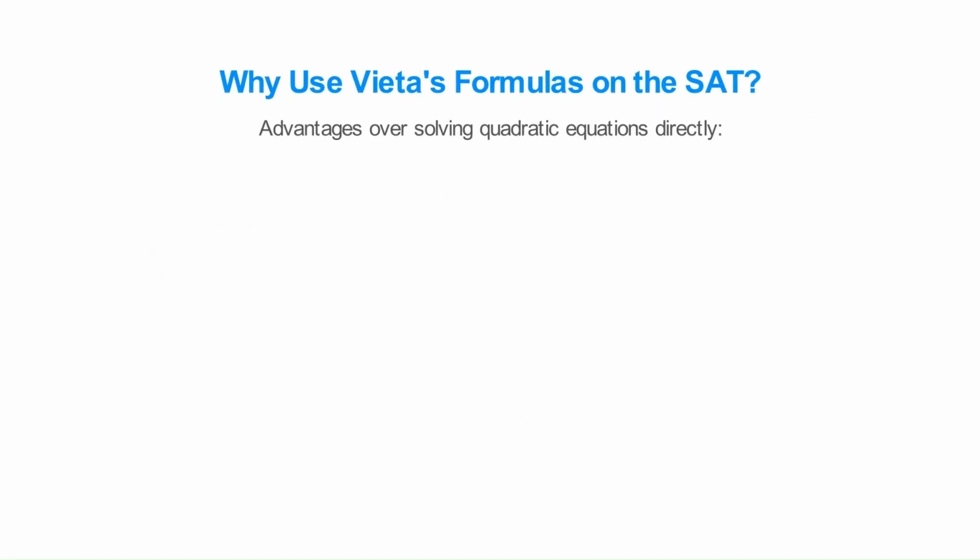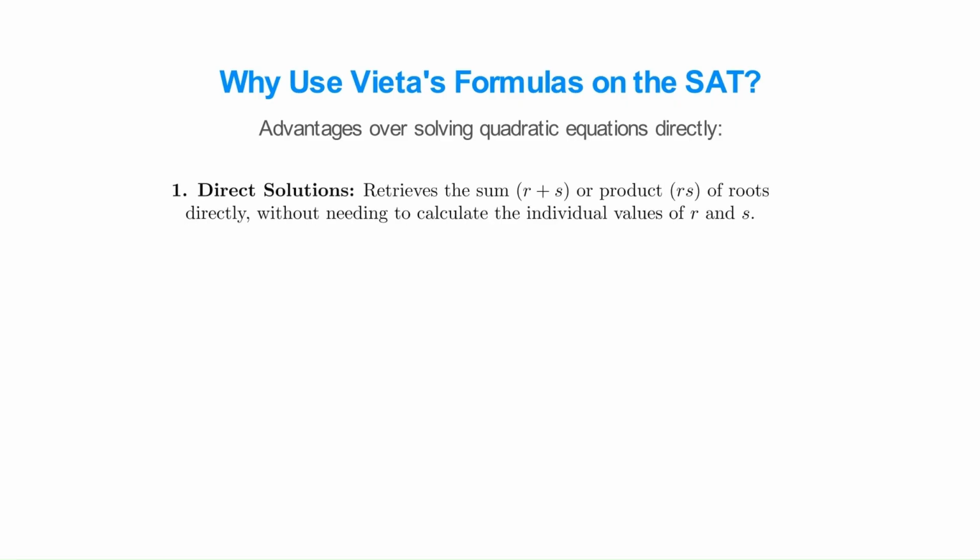When tackling quadratic equations on the SAT, utilizing Vieta's formulas can offer a few distinct advantages over solving the equations directly. First, they provide direct solutions. If a question asks for the sum or product of the roots, these formulas allow you to find those values immediately, without having to calculate each individual root first.